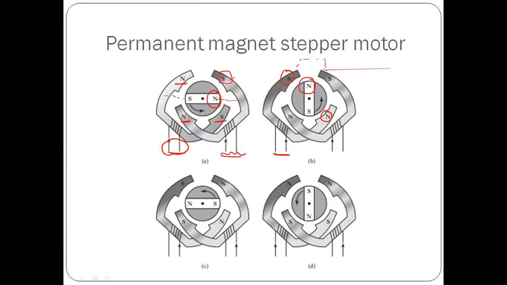Now again, I'm going to keep the direction of this current the same and change the direction of this current. So this will change the polarity of this magnet. This has become south, this has become north. So now these two are south poles, and hence the north pole is attracted to a position between these two south poles. So again, the north pole has rotated through an angle of 90 degrees.